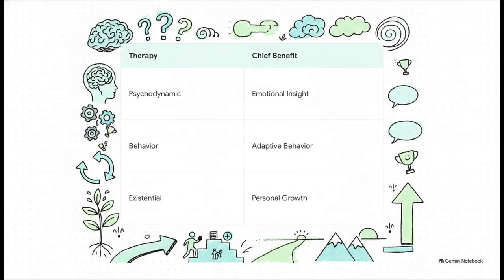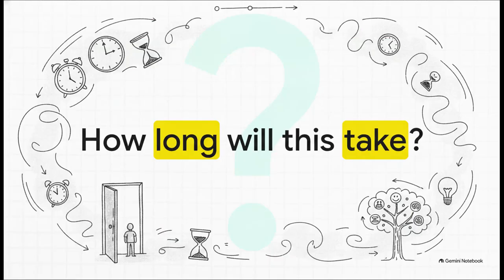When we map all these out side by side, the contrast is super clear. While psychodynamic therapy looks for deep emotional insight and existential therapy looks for overarching personal growth, behavior therapy is laser-focused on practical, tangible action. It aims specifically at establishing adaptive behaviors and thoughts. By directly changing your faulty actions to healthy ones, the distress is naturally removed. It's highly, highly pragmatic.